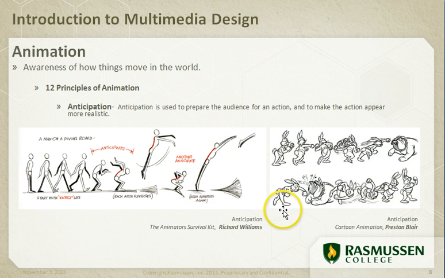We also see that in Preston Blair's example over here on the right, where we see the rabbit revving up to punch this dog in the face. Another area of anticipation really starts here in pose number 2 and builds up until we hit him right in the face.